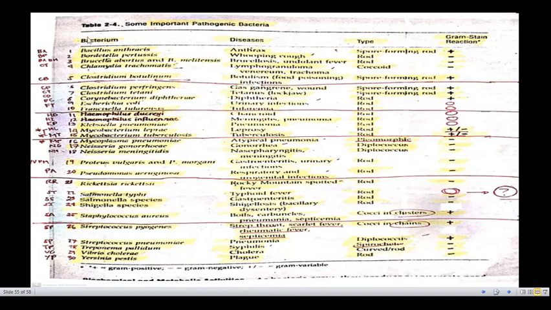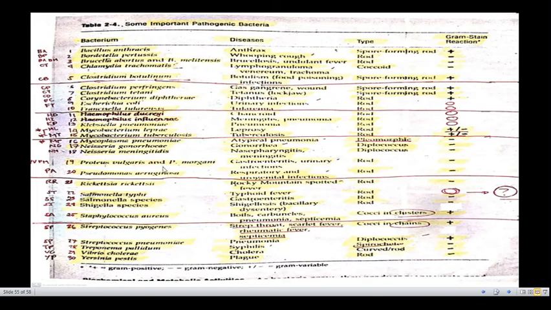So, on the left side, you will have the name of the bacteria. For example, number 1, Bacillus anthracis. Ano yung pinoproduce niya na disease? It causes anthrax. Ano yung type ng Bacillus anthracis? Spore-forming rod. Okay. And in the gram stain, positive siya. Your Bacillus anthracis is a gram-positive bacteria. Okay, naalala nyo pa yung gram-positive and gram-negative? So, nakalagay dito, some of your bacterias, may nakalagay na classification niya if either gram-positive ba siya or gram-negative.